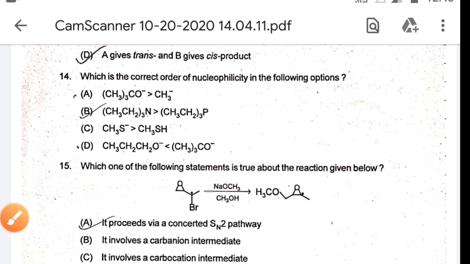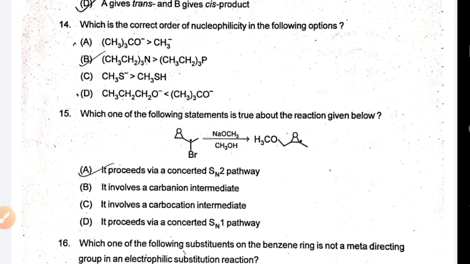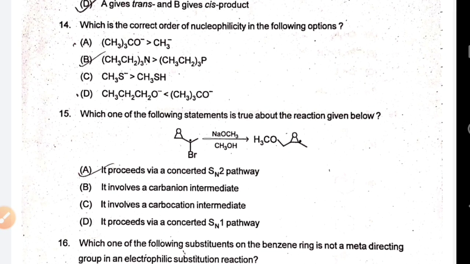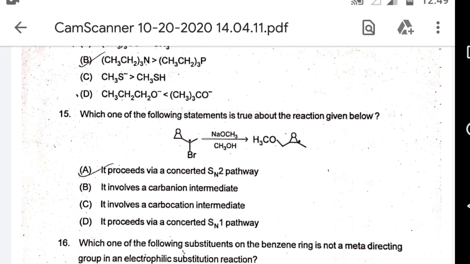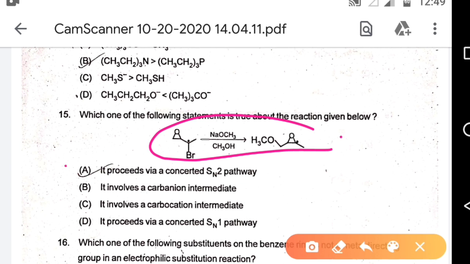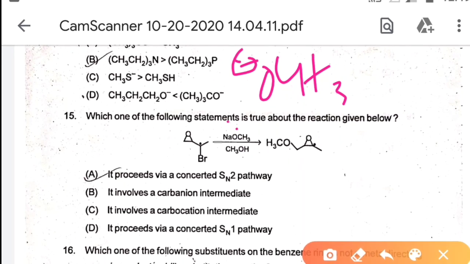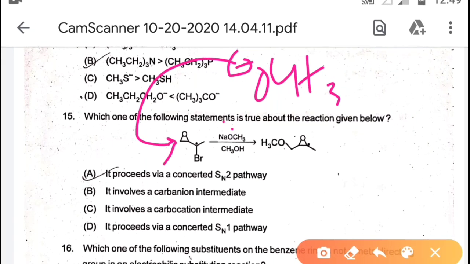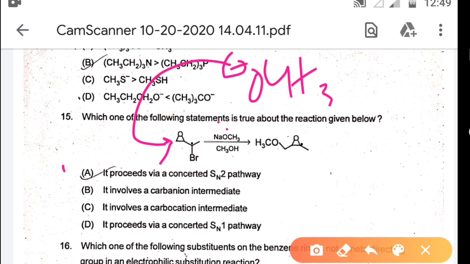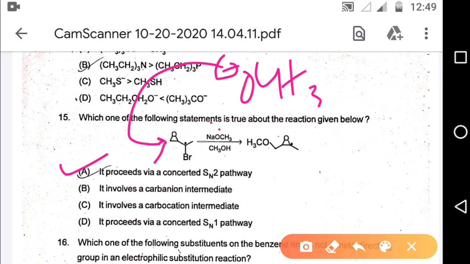Okay. So switch over to our next question. Which one of the following statements is true about the reaction given below? So this is your reaction, and the correct answer for this question is A, as it proceeds by a concerted SN2 pathway. Actually, what happens is, OCH3 minus will attack from this side. So this reaction proceeds by a concerted SN2 pathway. So the correct option is A.